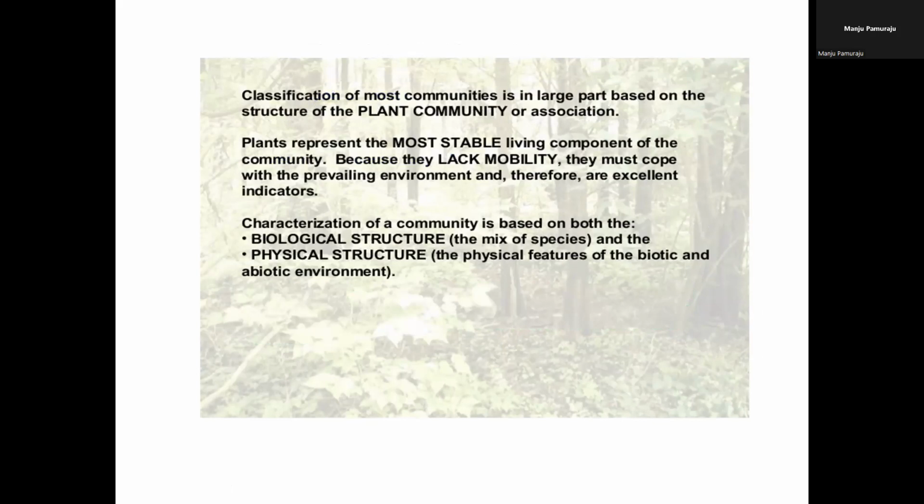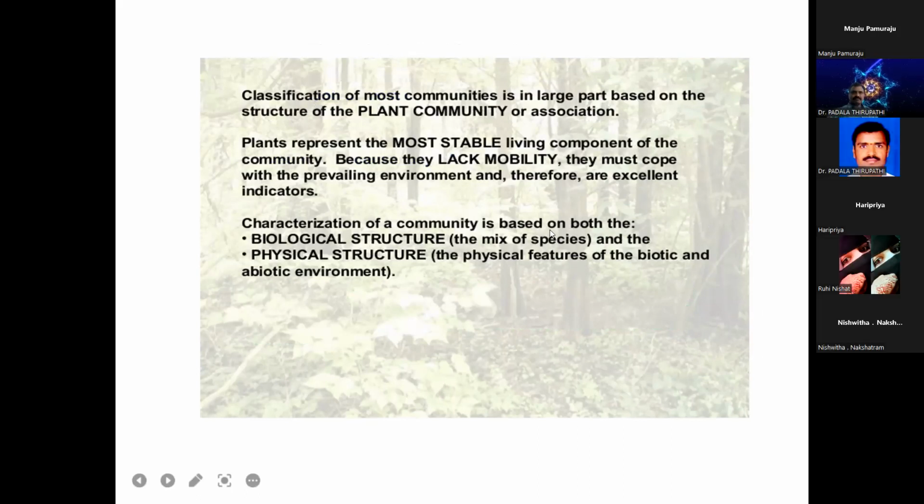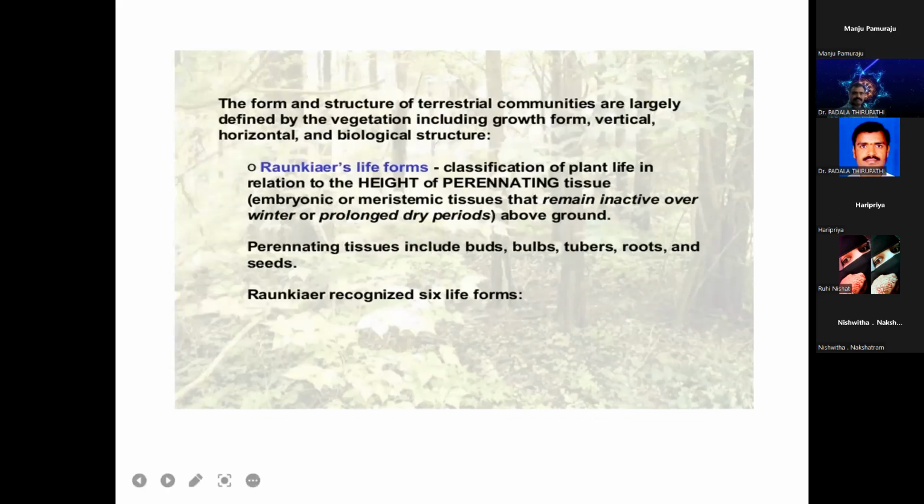So the plants represent the most stable living components of the community. Because they lack mobility, because they cannot move, they must cope with the prevailing environmental conditions, and therefore they are excellent indicators. So characterization of the community is based on both the biological structure and also the physical structures. Here, this is also important.